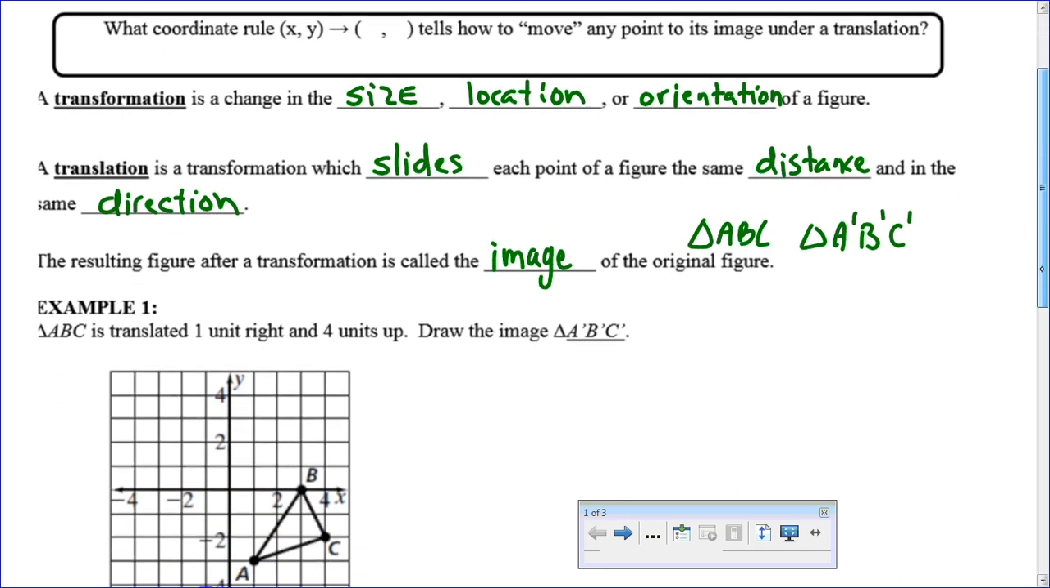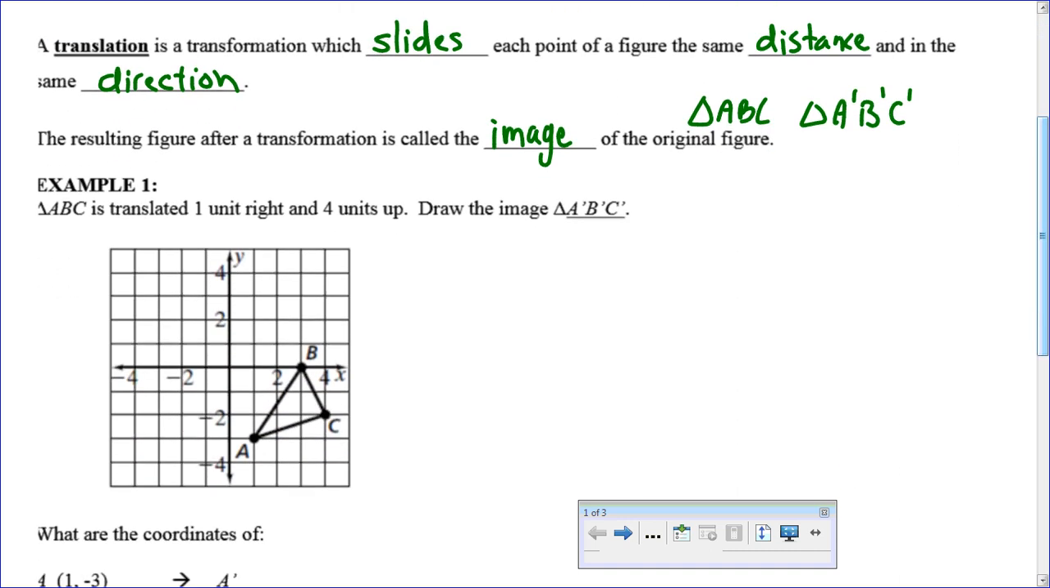All right, so here's what all this means. So we have a triangle sitting right there, right? And it says that the triangle ABC is translated 1 unit right and 4 units up. Draw image ABC. So we can start at A, right? So if I go 1 to the right, which direction is right? Right? So we're going to go here, and then up 1, 2, 3, 4. And our new point, our image A point is right there.